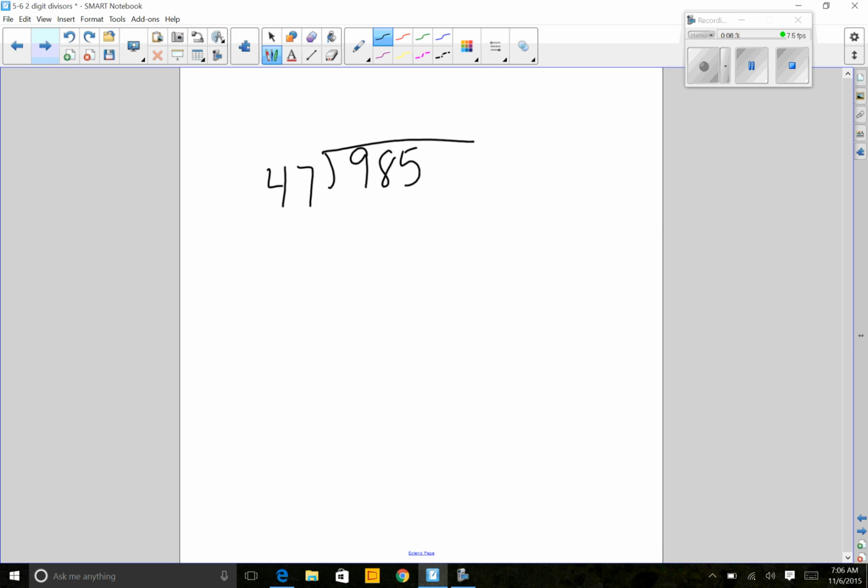I want to do one more for you because this one's a little bit different. And so I'm going to start with my estimating. I'm going to round my 47 to 45. I'm going to change this to 90, because I know that 90 divided by 45 is 2. And then 10 would be 20. So I know I'm going to have something close to 20 as my answer.